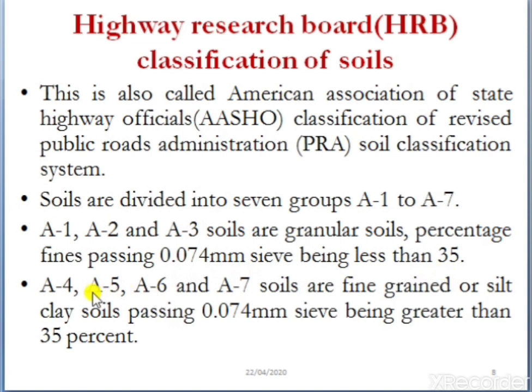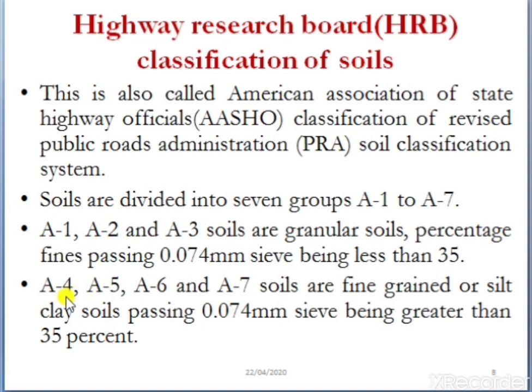Whereas if we consider the soil groups A4, A5, A6 and A7, and when the soils of these groups are sieved using a 0.074 mm sieve, the percentage passing is more than 35%. That indicates that the soils which come under these groups are fine grained soils or silty clay soils.